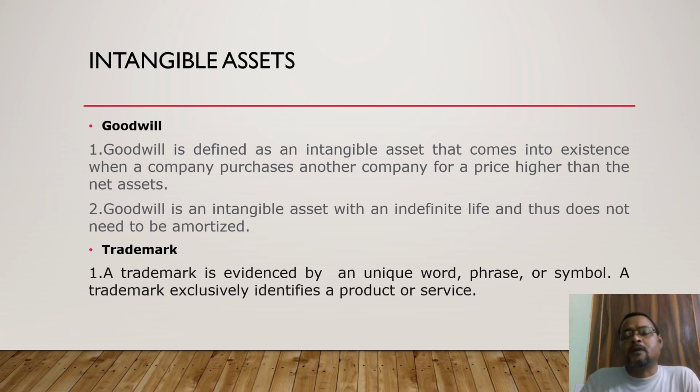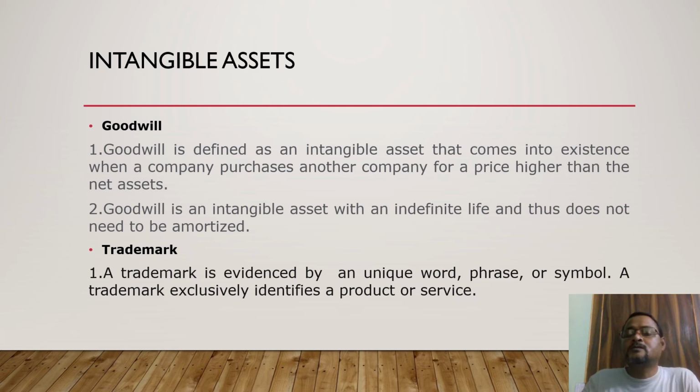Second item is trademark. A trademark is another intangible asset which is evidenced by a unique word, phrase, or a symbol. For example, if you have seen the picture or symbol which has been used by State Bank of India, that is the trademark. If nothing is written and you have seen the picture, you will understand that this place is State Bank of India.